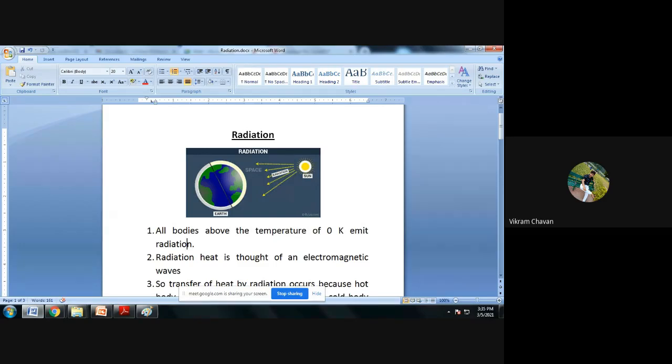So in the introduction, the last point of discussion is radiation. This is the third mode of heat transfer, that is radiation. There are three basic modes of heat transfer: conduction, convection, and radiation. From those three modes we have discussed two, the first one conduction, the second one convection, and last but not the least, radiation.